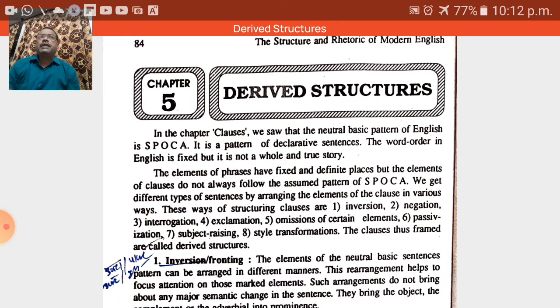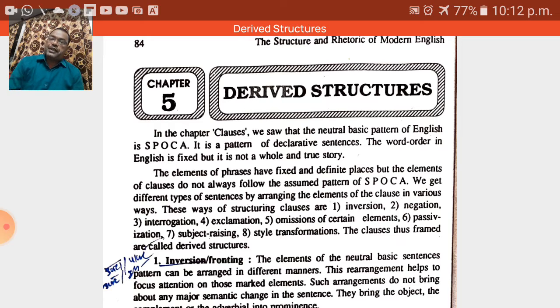We know that these are examples of declarative clauses, declarative sentences, and word order in English is fixed. But though the word order is subject, predicate, object, complement, adverb, it is not the whole story. The elements of phrases have a fixed and definite place: modifier plus head word plus modifier. But the elements of clauses do not always follow the assumed patterns.